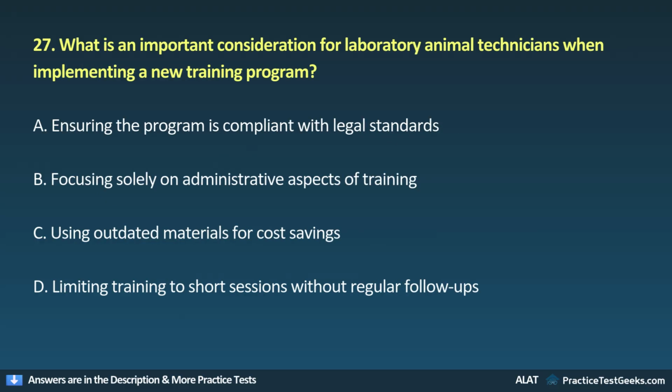27. What is an important consideration for laboratory animal technicians when implementing a new training program? A. Ensuring the program is compliant with legal standards. B. Focusing solely on administrative aspects of training. C. Using outdated materials for cost savings. D. Limiting training to short sessions without regular follow-ups.